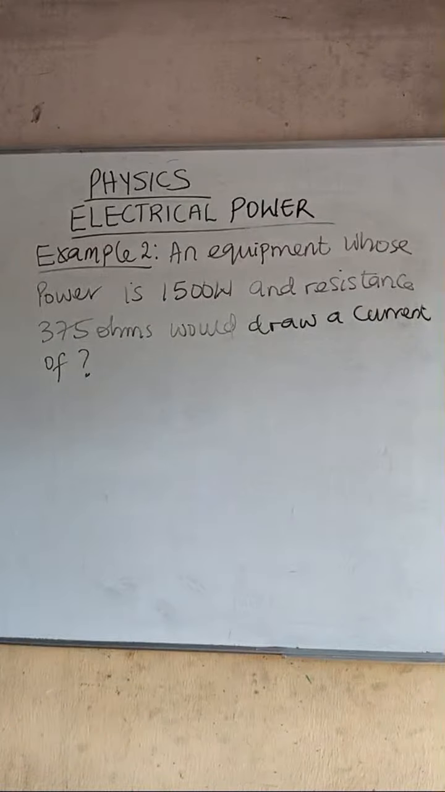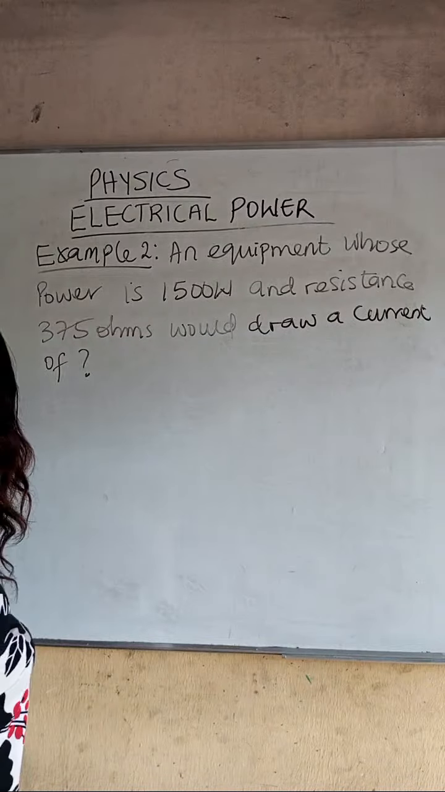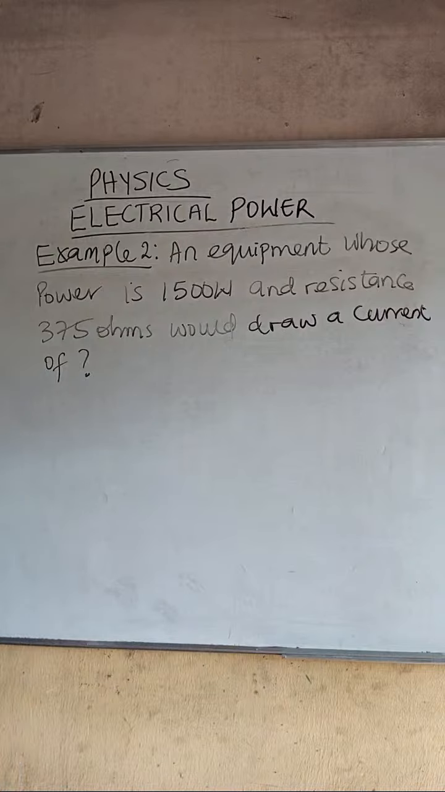All right, let's look at this second example. An equipment whose power is 1,500 watts and resistance 375 ohms will draw a current of dash.